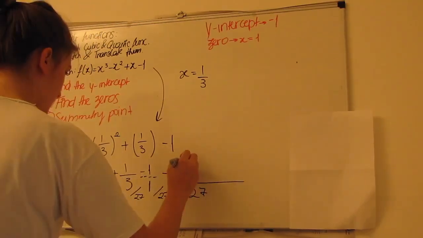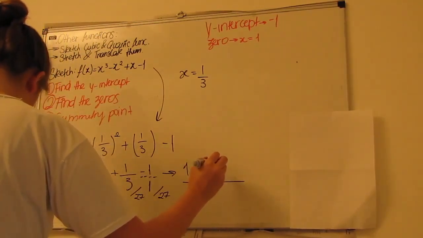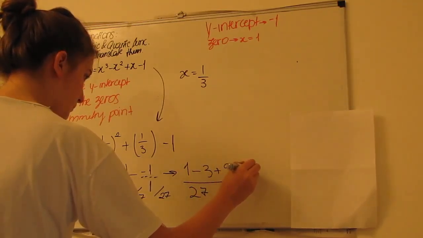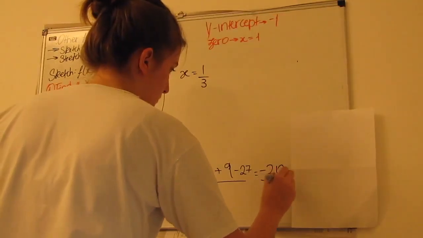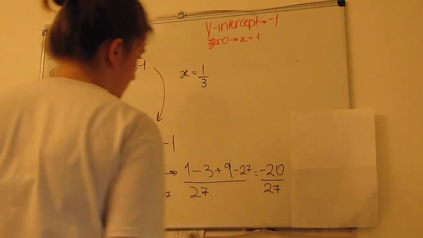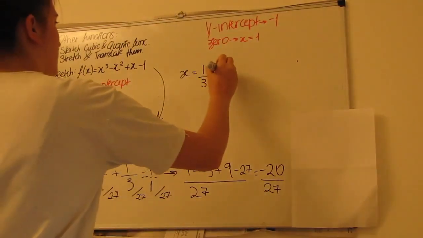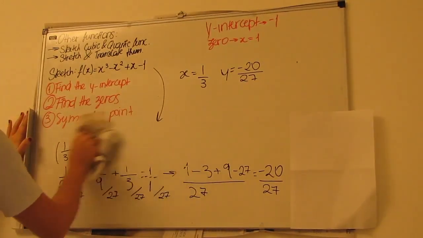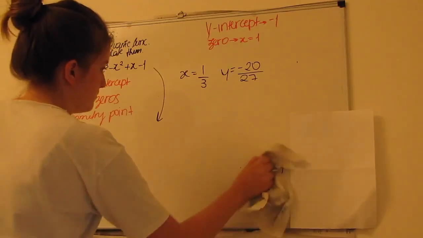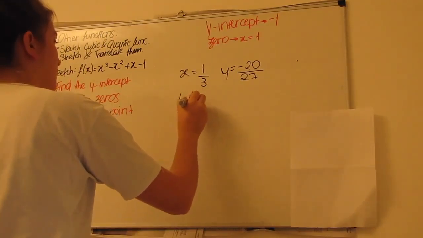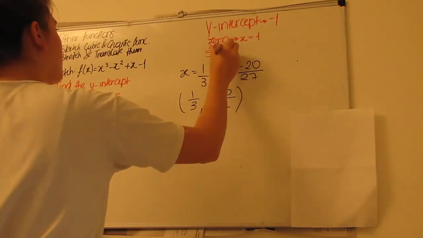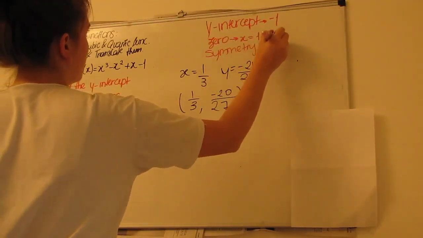Keep in mind that minus 1 is the same thing as minus 1 over 1. We know that 27 is the lowest common multiple of 27, 9, 3, and 1. So basically you just put all these numbers on top of 27 and cancel it out. We can see then that our final answer for y is minus 20 over 27. Finally, I'm just going to write down the coordinates for the symmetry point, which is 1 over 3 and minus 20 over 27. And I'll write it down in the corner so we don't forget it.